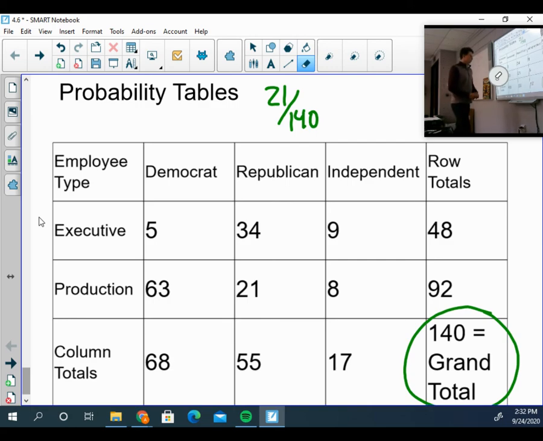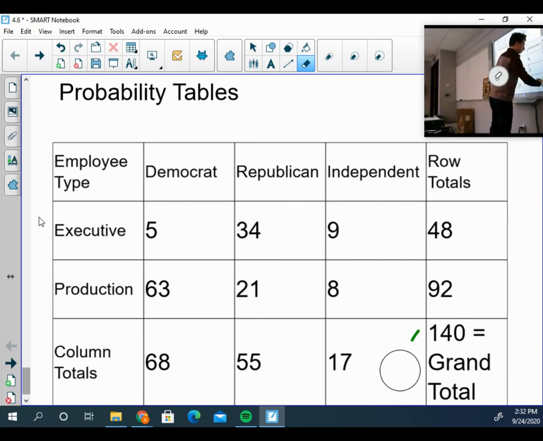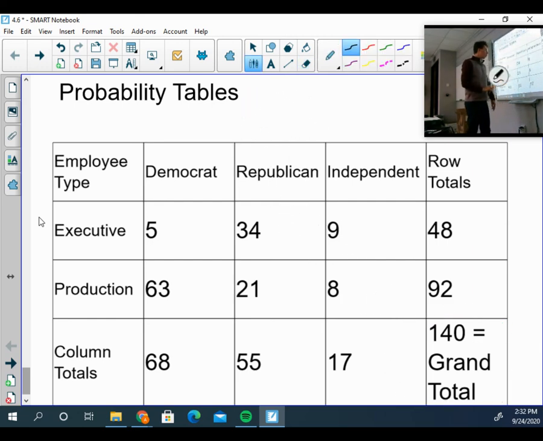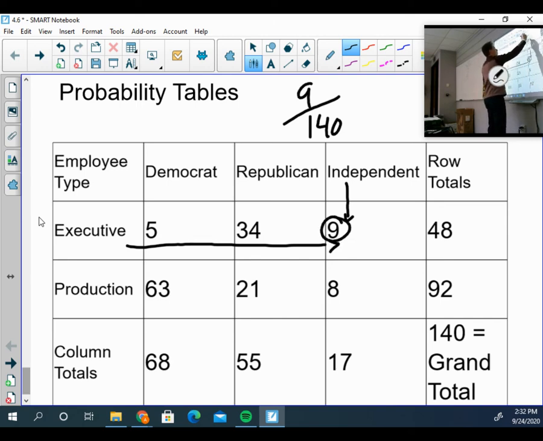Okay, let's try another example. What is the probability someone is an independent and an executive? Well, hopefully we have that total of 140. And then there are 9 independent executives at the company. So your probability is 9 out of 140.